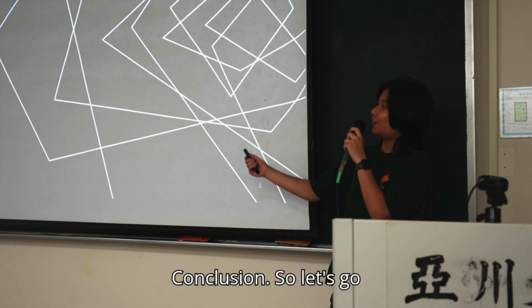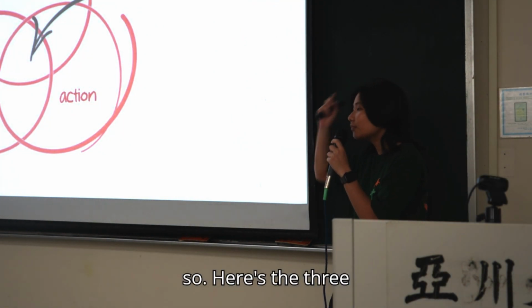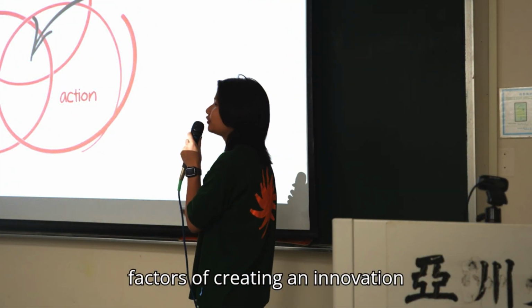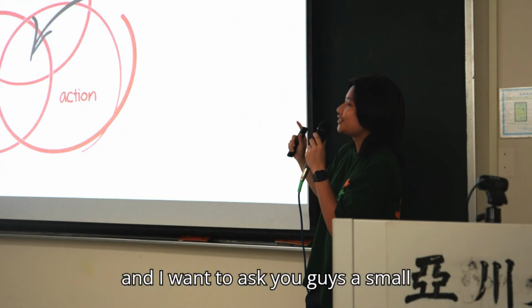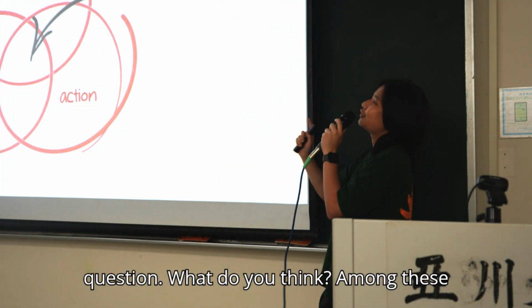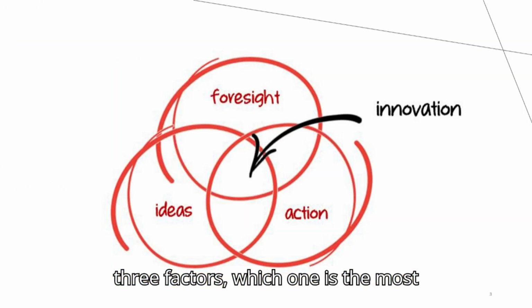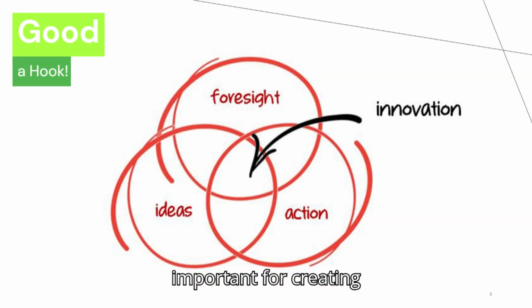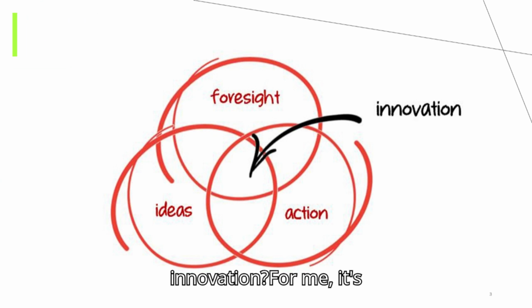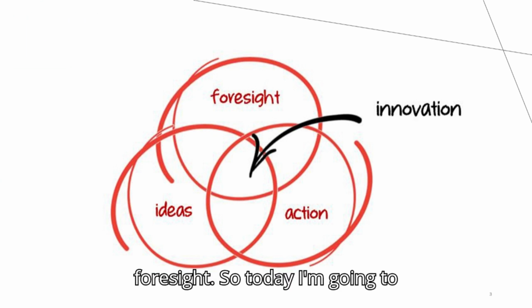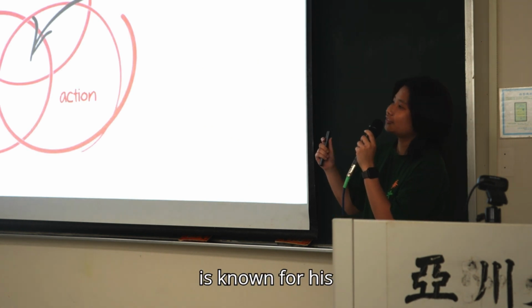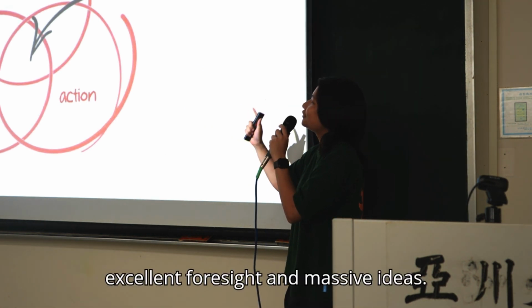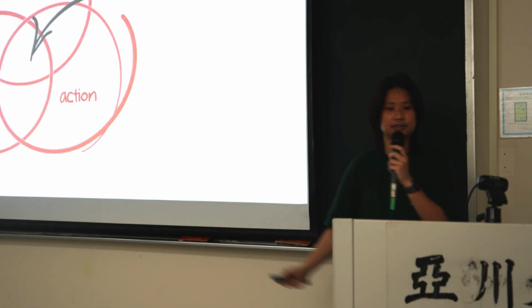So let's go. Here are the three factors of creating an innovation, and I want to ask you a small question. Among these three factors, which one do you think is the most important for creating an innovation? For me, it's foresight. So today I'm going to introduce my role model, Steve Jobs, who is known for his excellent foresight and massive ideas.